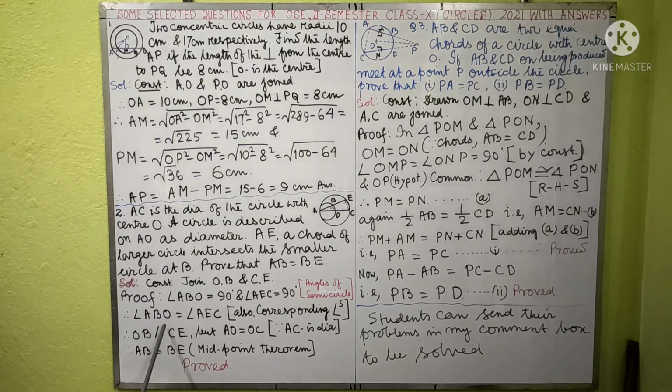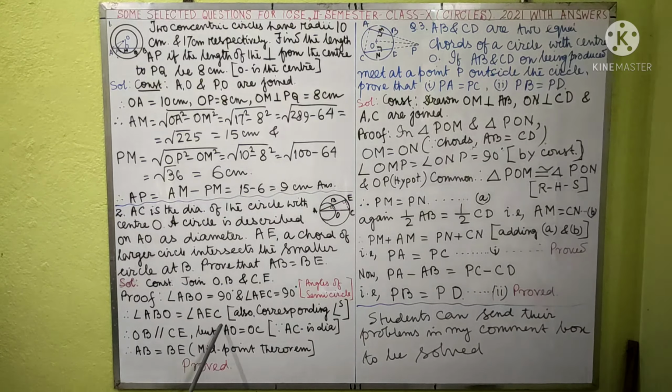And angle ABO equals angle AEC. Therefore this angle equals this angle. They are corresponding angles. Therefore BO is parallel to CE. But AO equals OC, as AC is the diameter and O is the center. Therefore AB equals BE according to the midpoint theorem. This is proved.